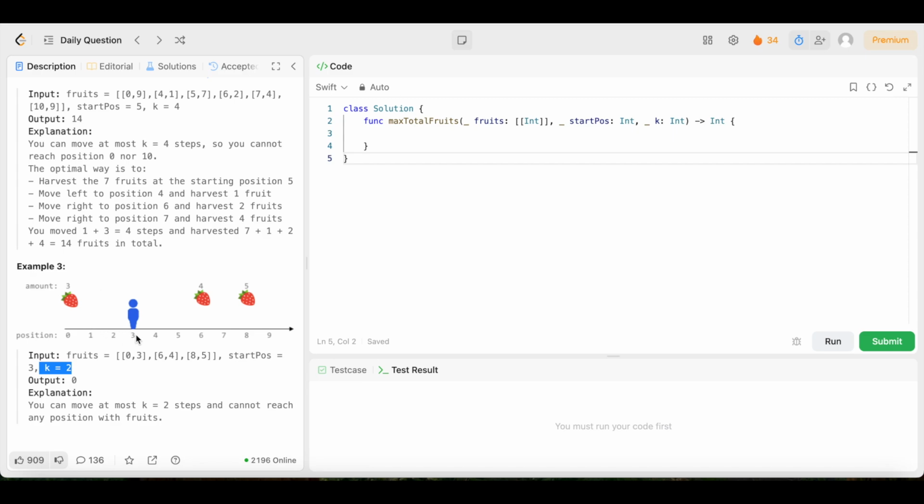Similarly, if we go to the right 2 steps, we can go to 4, there's no fruits at 4, and then we could go to 5, there's no fruits at 5. So with this example, it's impossible for us to obtain any fruits because we would have to at least make it to position 0 or position 6 to gain any fruits, but we're only allowed to move 2 steps, so we can't make it to those positions. Thus, our output is 0. So I hope that makes sense to y'all.